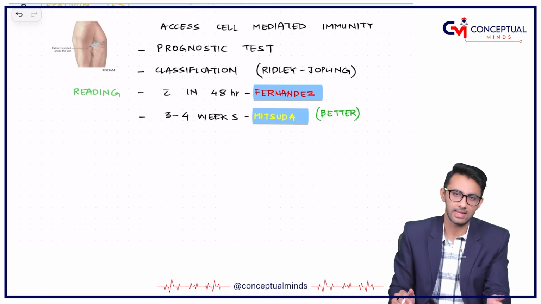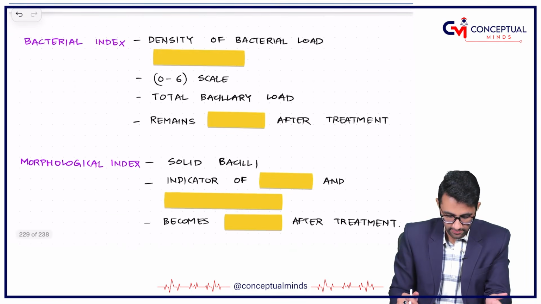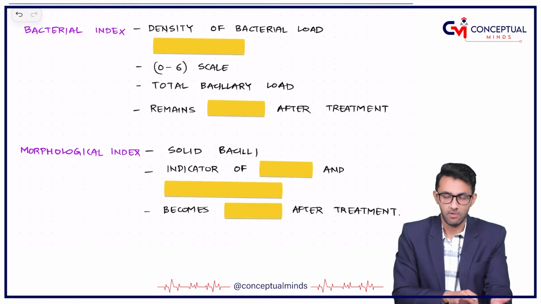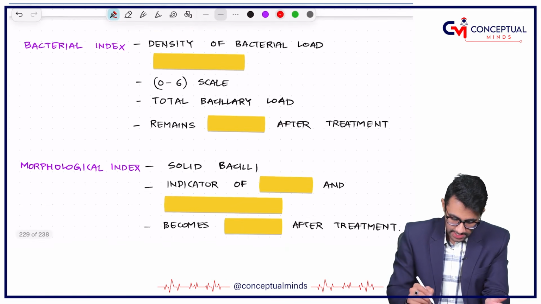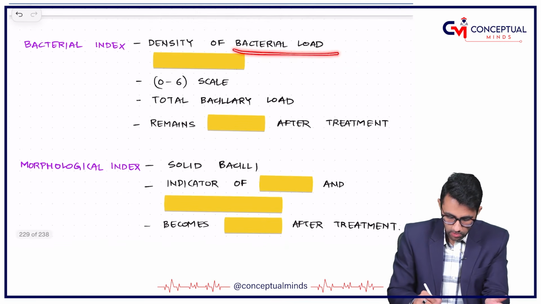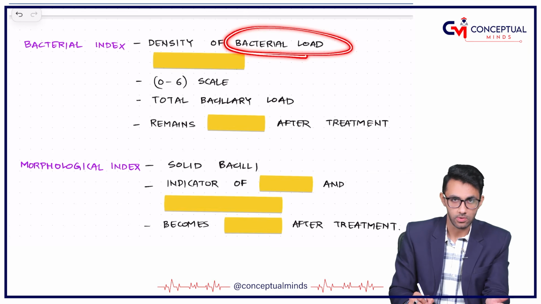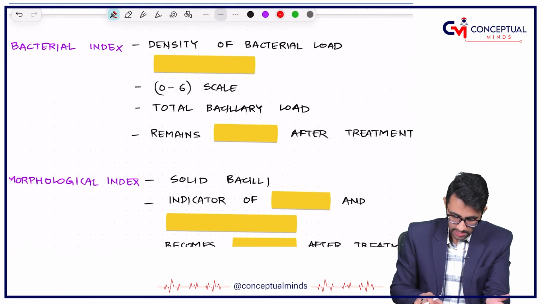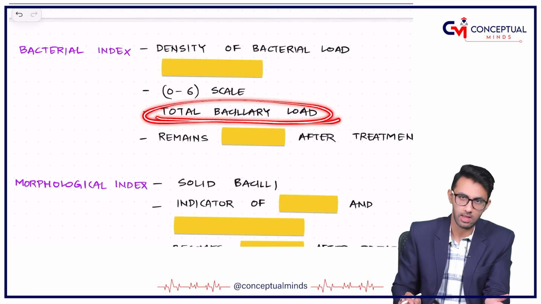That is about the bacterial index and morphological index. The AFB staining that we did was about this. This is the concept I just spoke to you about before starting the Lepromatous test. It checks the density of bacterial load. If I want to check the density of bacterial load, what all bacteria do I have to include? I'm giving you a moment to think and answer correctly. I also want to know the total bacillary load.